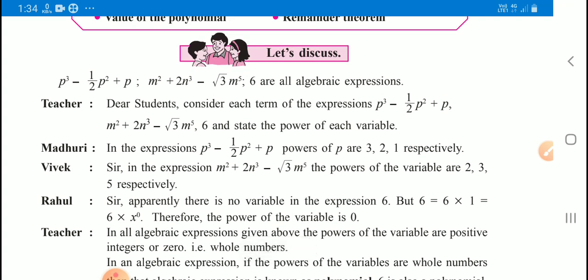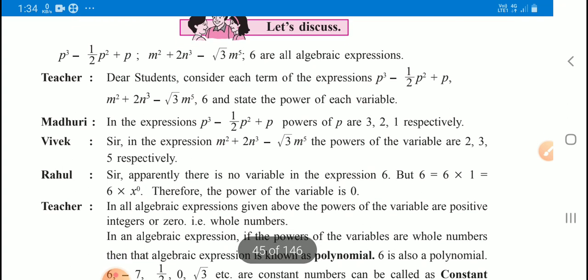Now, I will read the information given in your book. Look here, the teacher said, dear students, consider each term of the expression. Here we will consider the first expression, that is p cube minus 1 upon 2p square plus p. Then the second one is m square plus 2n square minus root 3 m raised to 5. And the third term is just 6. And state the power of each variable.